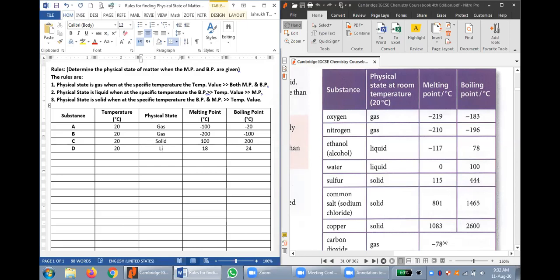Why, Afnan? Very good. The correct answer is liquid. Ji Afnan, what would be the reason? Sir, this is liquid. This is liquid, but why? What would be the reason? Afnan: this is a liquid because 18 is smaller than 20, but 24 is a bigger number than 20. The melting point is smaller than the given temperature, but the boiling point is bigger. According to rule number 2, that is liquid. Okay?